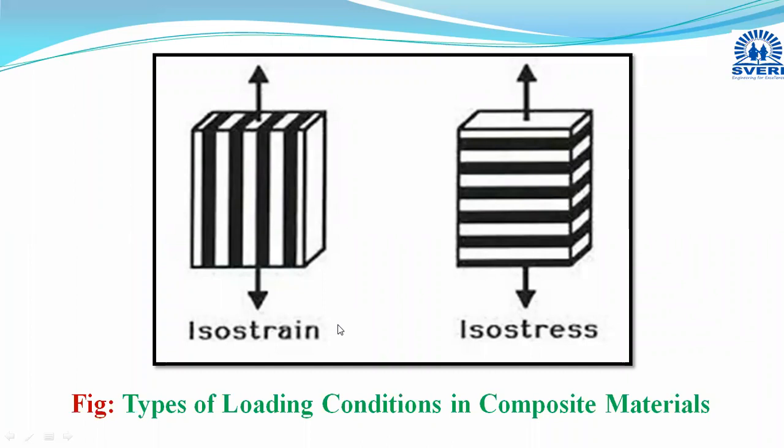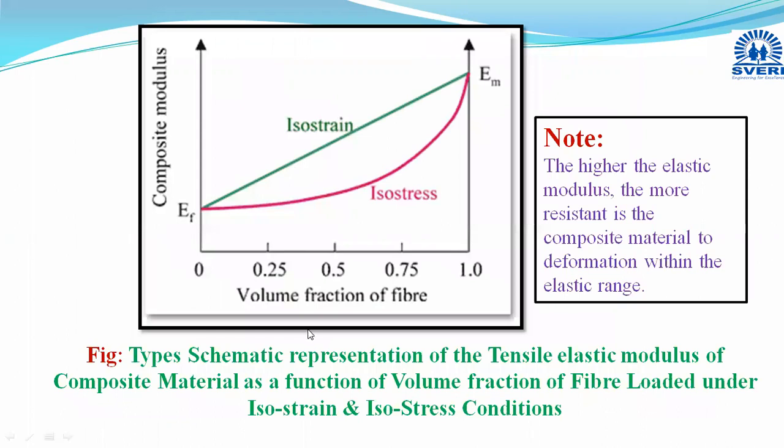Now, depending on this condition, how the properties will change. For that, you have to refer to this graph. When the graph is plotted, the tensile elastic modulus of composite material is plotted on the y-axis as a function of volume fraction of fiber, loaded under isostrain and isostress conditions. Volume fraction of fibers or volume fraction of layers.